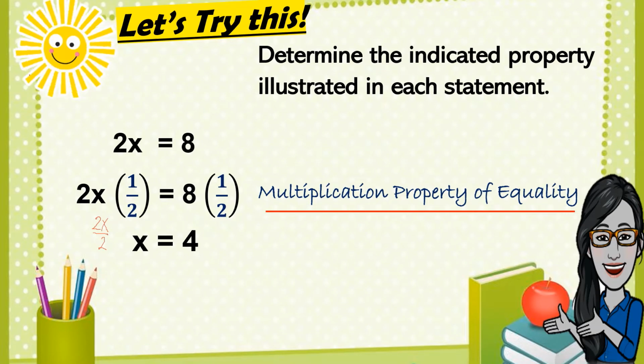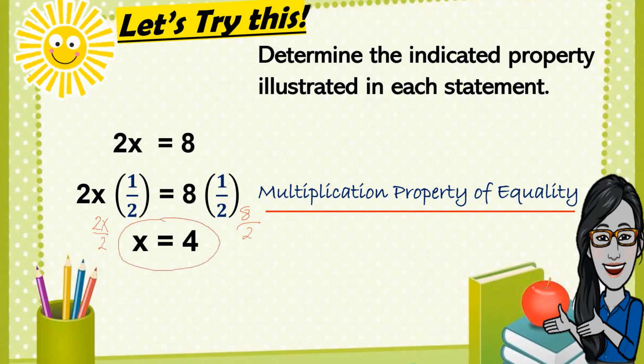Next, sa kabila naman. So magiging 8 times 1, that is 8. Wait lang, 8 times 1. That will become 8 and then over 2. Kaya naging 2 divided by 2 is 1. Kaya ito ay naging x na lang. Pag 1 ang numerical coefficient ni x, hindi nyo na kailangan isulat. So x is equal to 8 divided by 2, that is 4. Kaya meron tayong x is equal to 4.